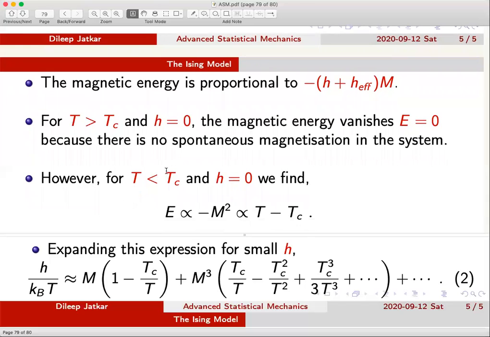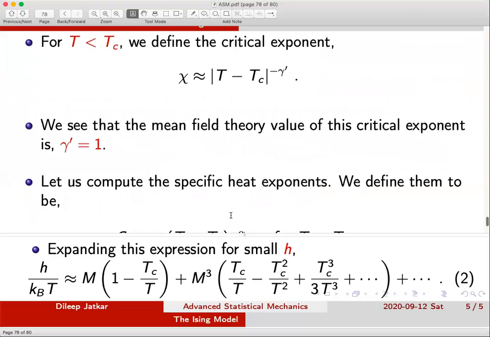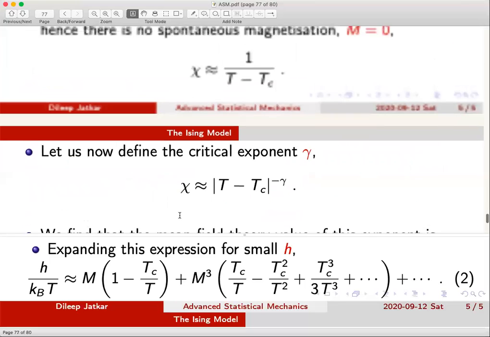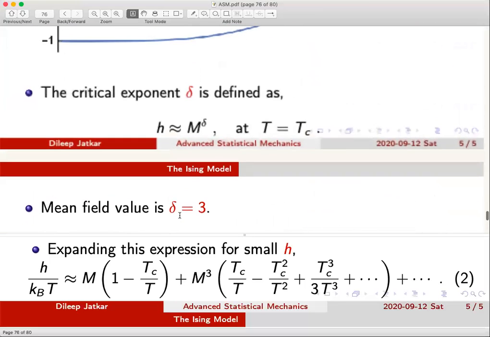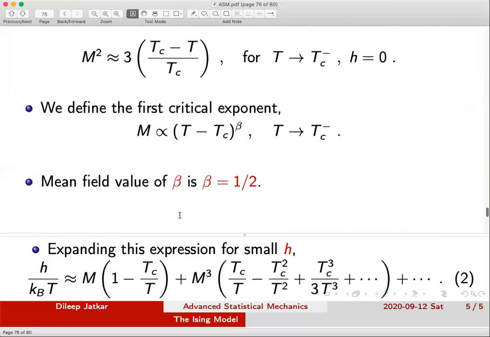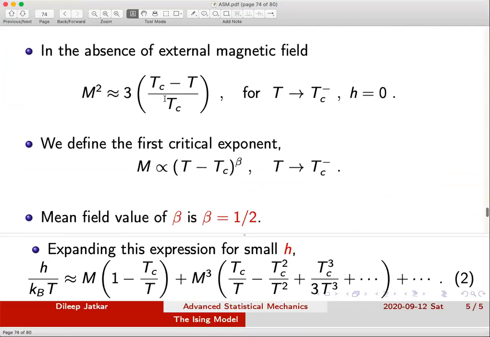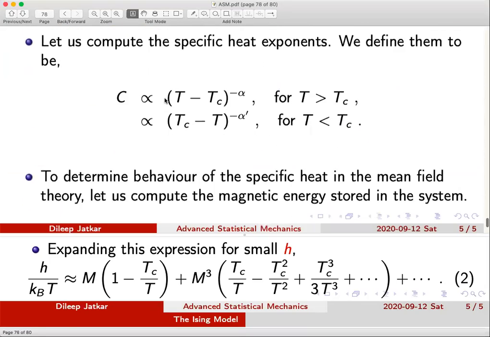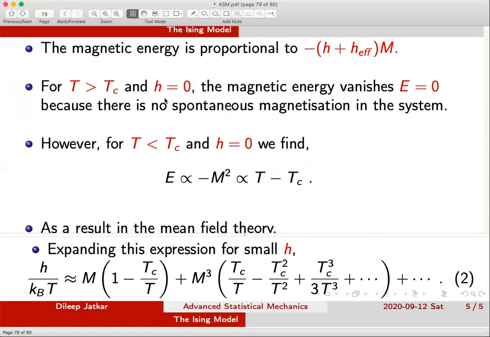On the other hand, if T is less than Tc and you set the magnetic field to 0, then you can show that H effective times m goes roughly as m squared. But m squared is proportional to T minus Tc. We had derived it. That expression is the same as m squared equals T minus Tc nevertheless.